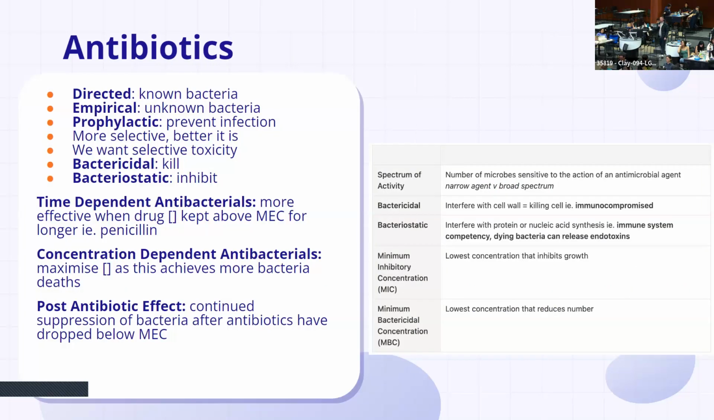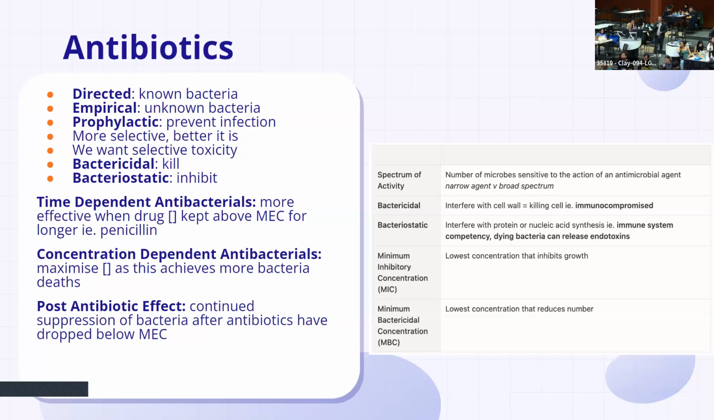Okay, antibiotics is the big one that you need to know about, and it's the big one you will need to know going forward. It comes up pretty much in every semester from now on, so it's good to know. In terms of antibiotics, we can have two types of treatment: directed and empirical. Directed is when we know the bacteria, so they've cultured it and done a microscopy, culture and sensitivity. And empirical is unknown bacteria.